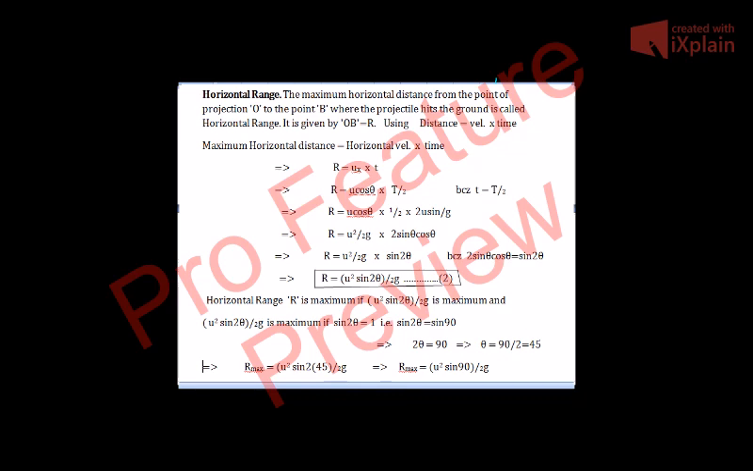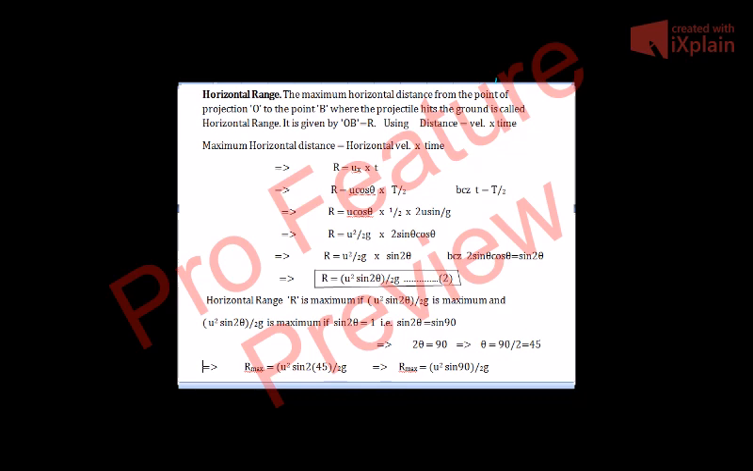This implies R will be equal to U cos theta into T by 2, because small t is equal to capital T by 2. So R will be equal to U cos theta into 1 by 2 into 2U sin theta by g, because above we have calculated the time of flight, capital T equal to 2U sin theta by g. So R will be equal to U square by 2g into 2 sin theta cos theta. So 2 sin theta cos theta is equal to sin 2 theta.